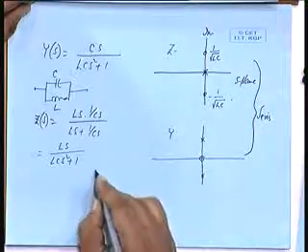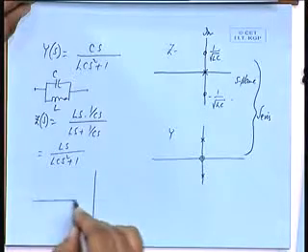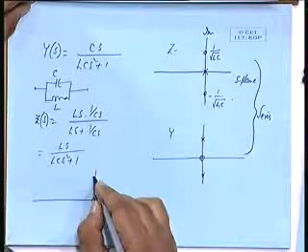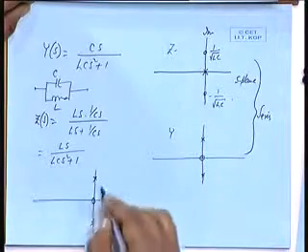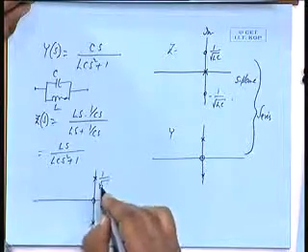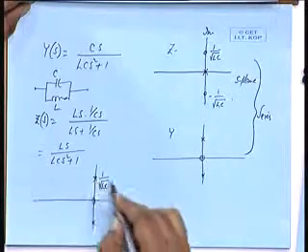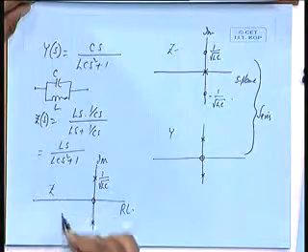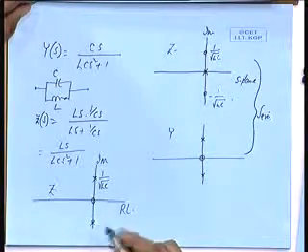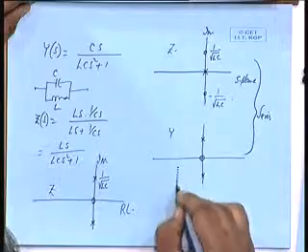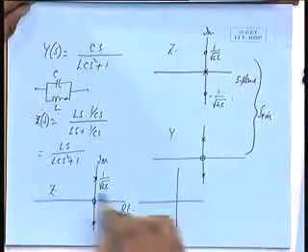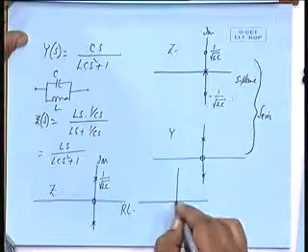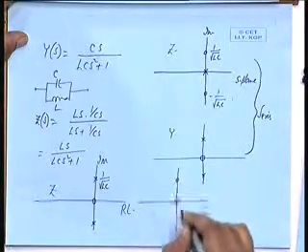For the parallel combination, what will be ZS? The zero at the origin, poles at plus minus j by root LC on the imaginary axis. This is Z, and what will be the corresponding Y? It will be just the reverse. So this will be poles, this will be zeros.